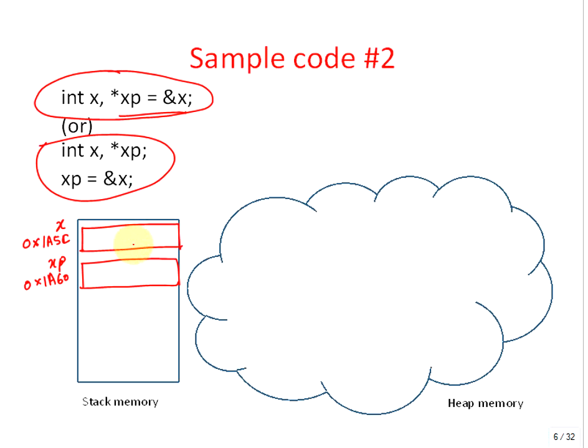Both are very much acceptable methods. So here xp is equal to address of x. Inside xp is assigned the address of x. So what does this mean? Well, xp is pointing to x. So xp holds the address, and that is the address of x. Okay.